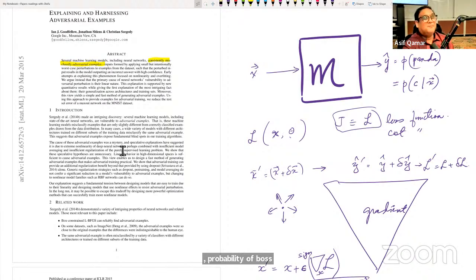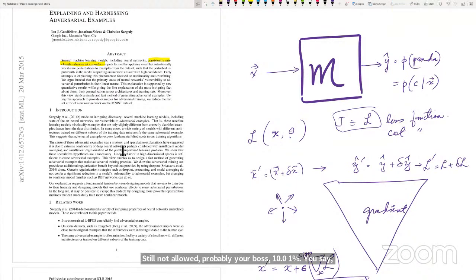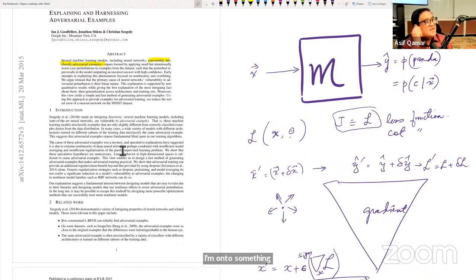You say, aha, I'm onto something, and you keep making tiny perturbations. And the surprising thing is, you would imagine... so I'll come to that. I know somebody is waiting.